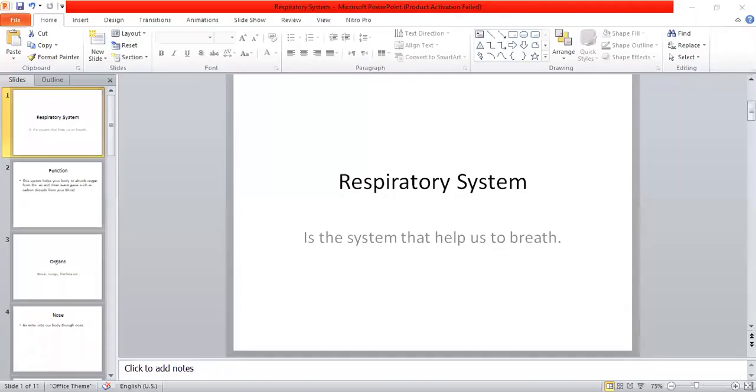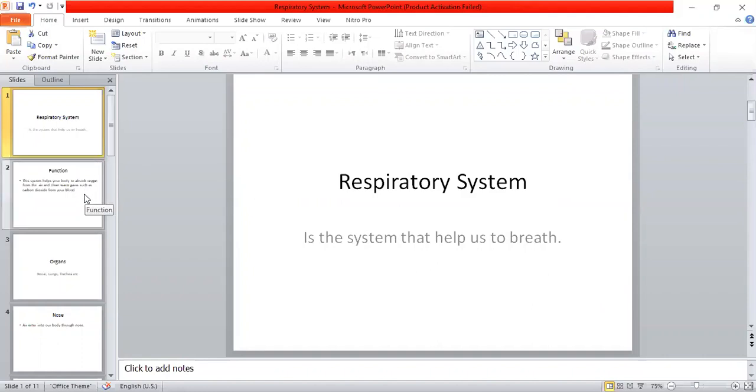Today in science I'm going to teach you about the respiratory system. For this I'm going to show you a few slides about the respiratory system. Look at this. What is the respiratory system? The respiratory system is the system that helps us to breathe.